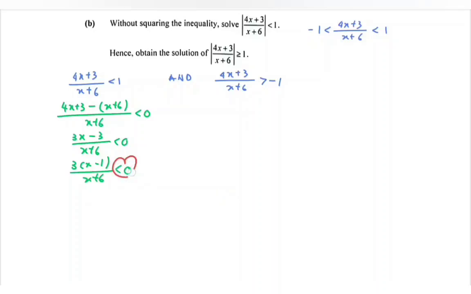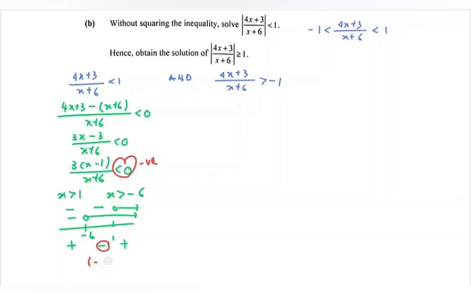So determine the sign, we have the negative sign. Then x greater than 1, x greater than negative 6, because we assume always positive. Illustrate the situation in the real number line, we have negative 6 and also the 1. So here we have negative, negative, negative. So here we have the positive, negative, and then the positive. The sign that we want would be the negative sign. So we have negative 6 until 1, where the negative 6 and 1 is not included.